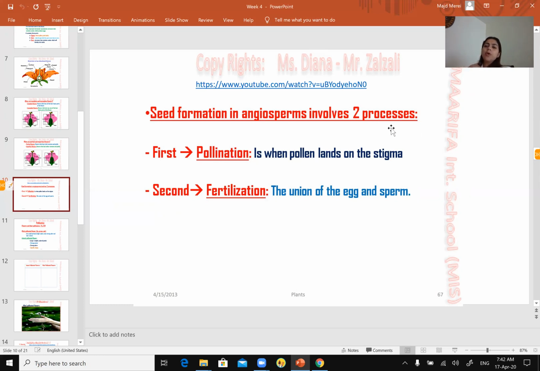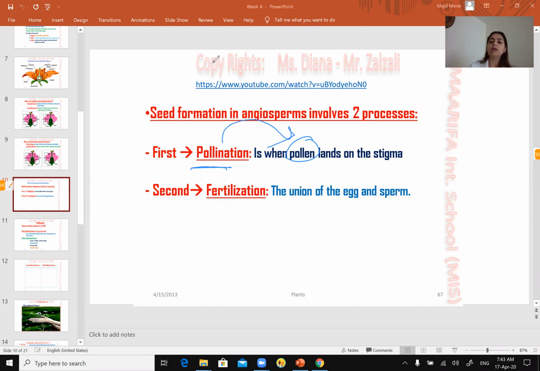It involves two processes. The first one is known as pollination, the first step, pollination. The second one is fertilization. Pollination, then fertilization, or as you will learn next week, double fertilization. I'm going to start with the first step, pollination. From its name, pollination, it is related to what? To pollen. So immediately you have to remember what?